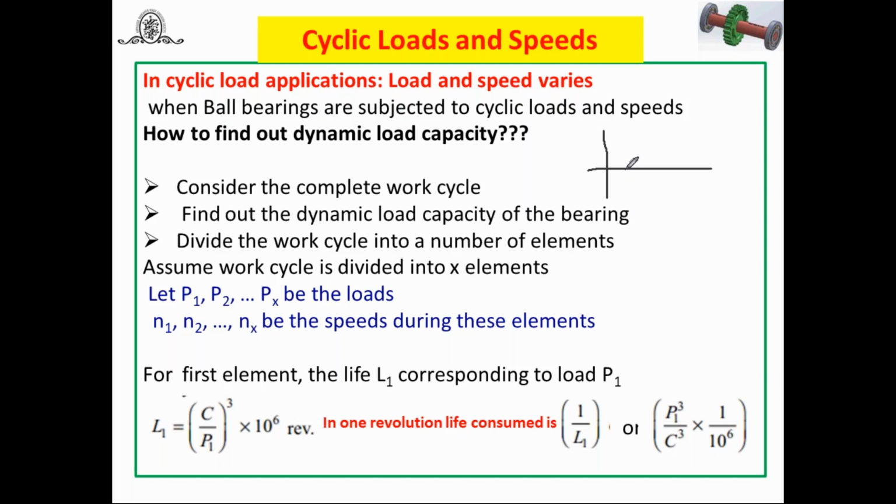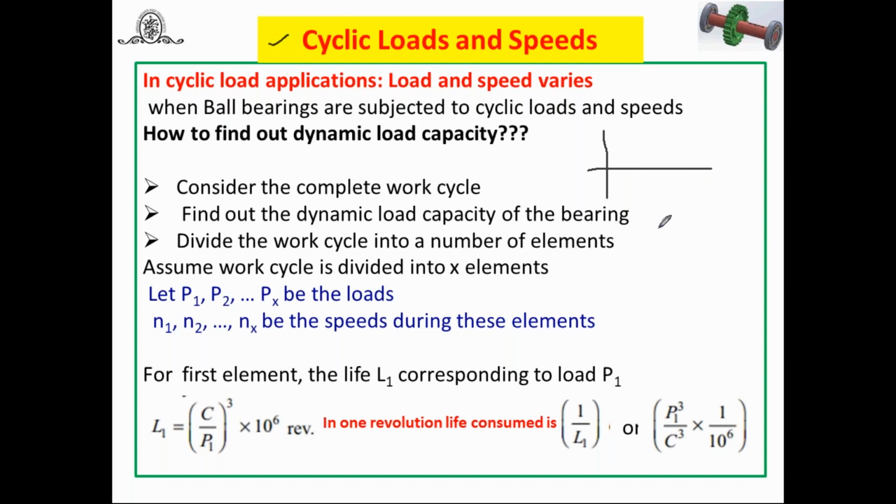Many times I have given one example of a lift. A lift may have some capacity, 1000 kg, 500 kg, 600 kg. But at the ground floor, 3 persons are inside the lift, then at the second floor, some get out, some get in. There is a variation in load coming on the shaft and the bearing which gives the support. That means the load is going to vary, and this is the case of cyclic load.